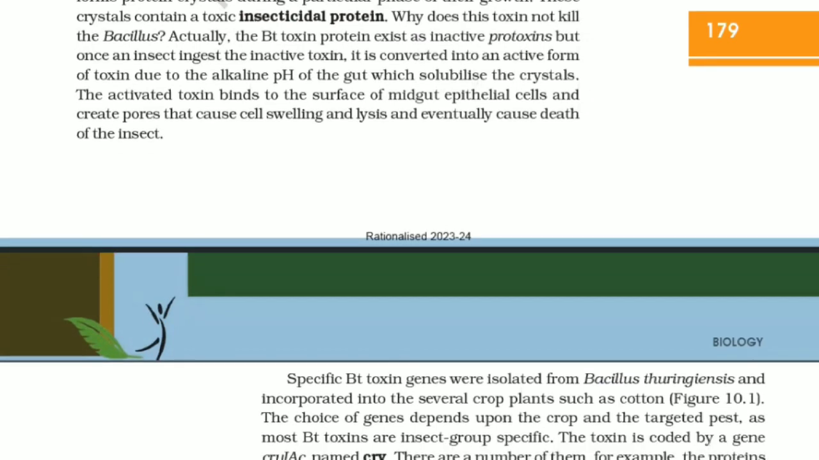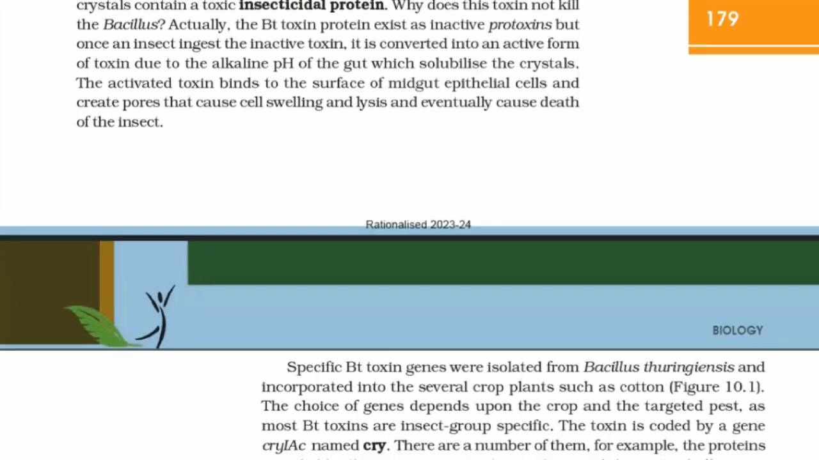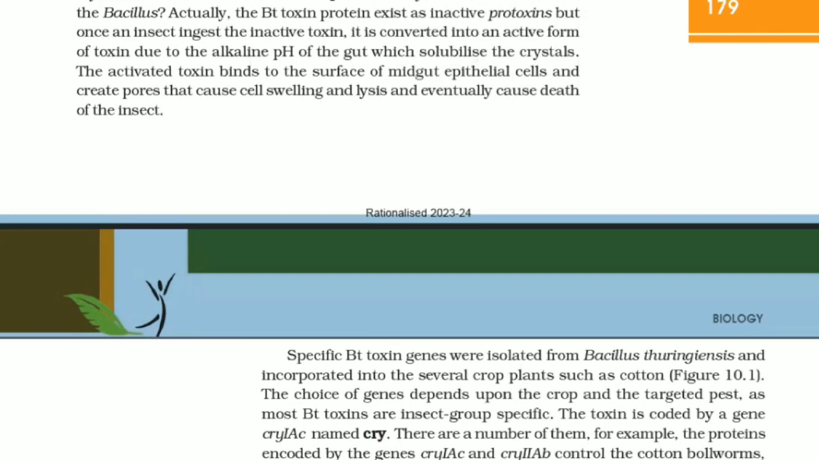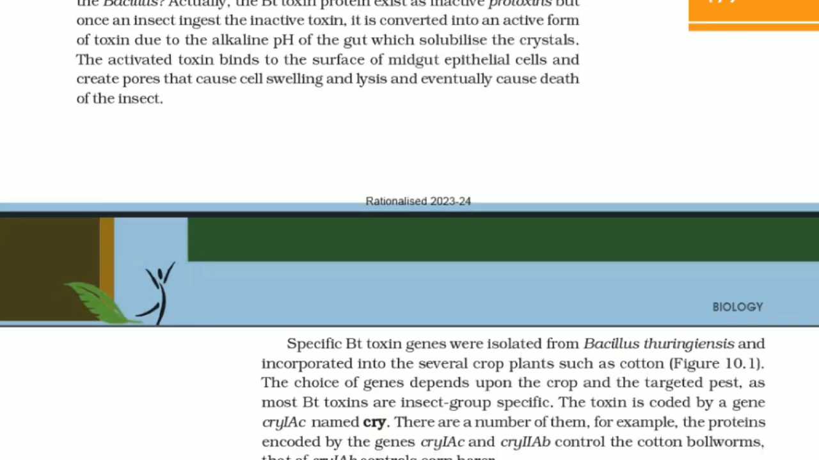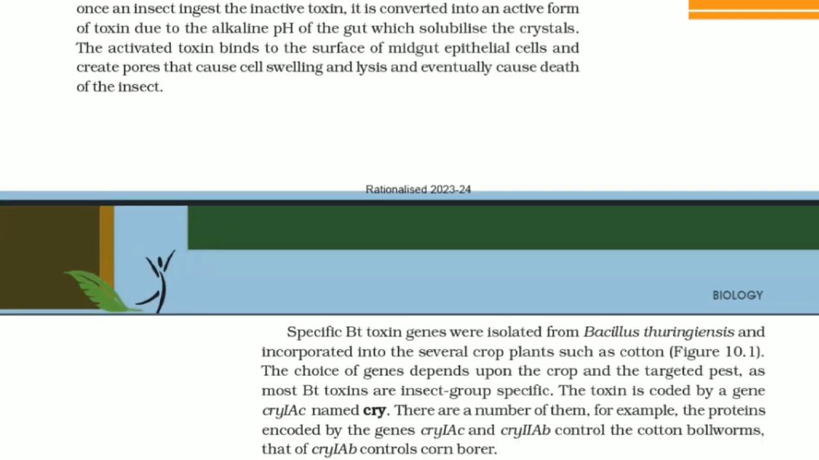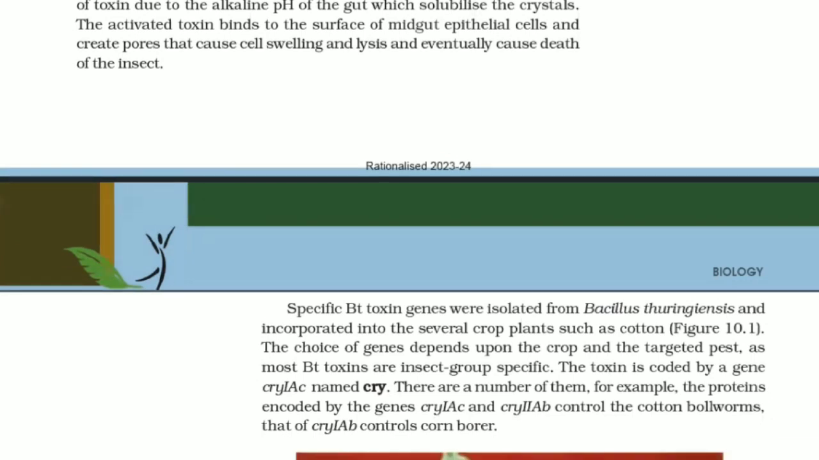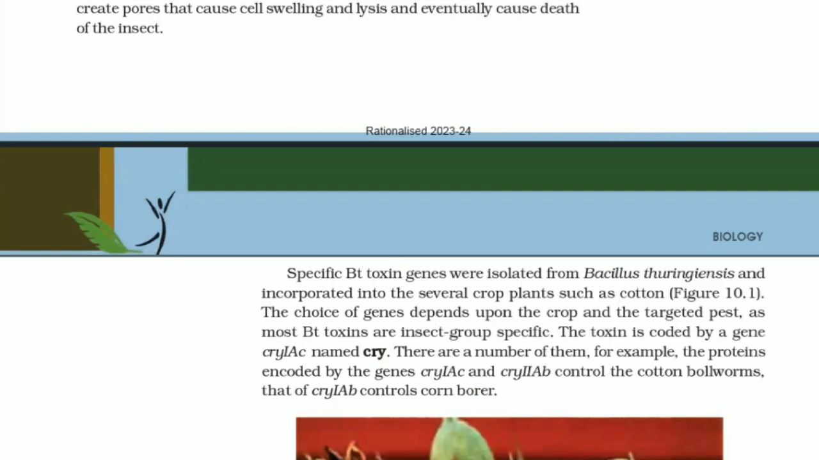Actually, the Bt toxin protein exists as inactive protoxin, but once an insect ingests the inactive toxin, it is converted into an active form of toxin due to the alkaline pH of the gut, which solubilizes the crystals. The activated toxin binds to the surface of midgut epithelial cells and creates pores that cause cell swelling and lysis, and eventually cause death of the insect.